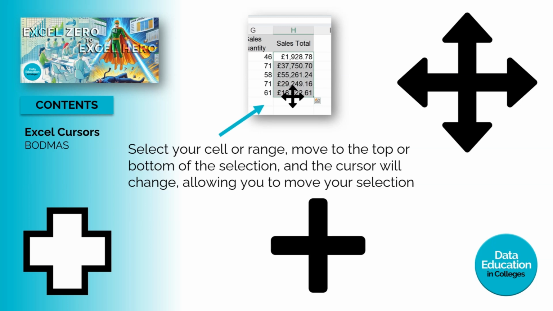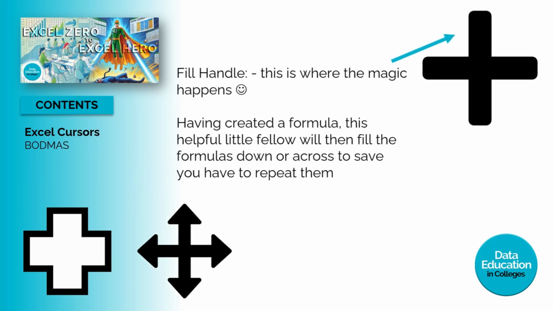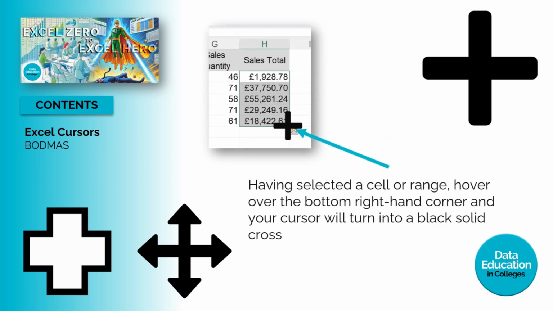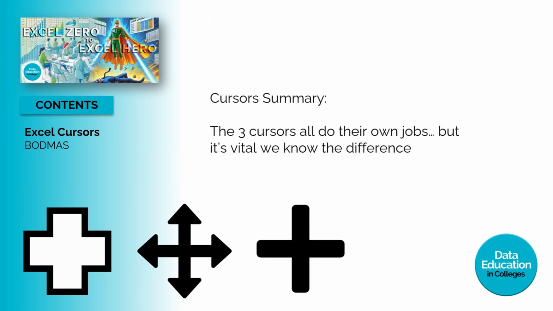And the third is the fill handle. So when you've created a formula, you don't have to repeat the formula, you just do it once, and this little fella will fill them down for you or across. So having selected, using your white cursor, move to the bottom right hand corner, your cursor will turn into a solid black cross. It can be a bit nippy on a wee screen till you get the hang of it, but this one, get your head around it, it will save you so much time. So it's vital we know the difference between them all. They all do their own jobs, but I hope that was a bit helpful.